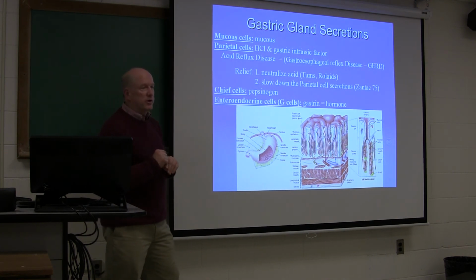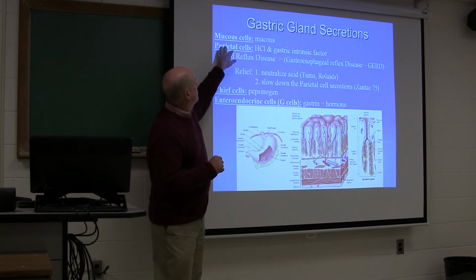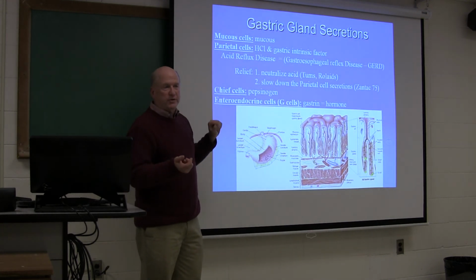There's something else you can do too. If you shut down those parietal cells, then you won't have as much hydrochloric acid.